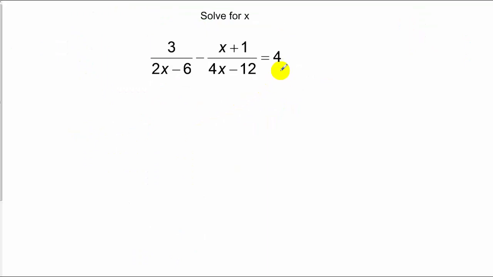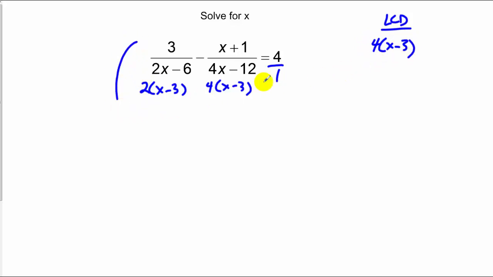So here we have a situation where I have a denominator of 1. I need to factor once again, GCF of 2, so that's x minus 3, GCF of 4, and again x minus 3. LCD in this case, I have 2 and a 4, so I need the 4, and then the x minus 3. Multiply both terms by the 4 and the x minus 3.